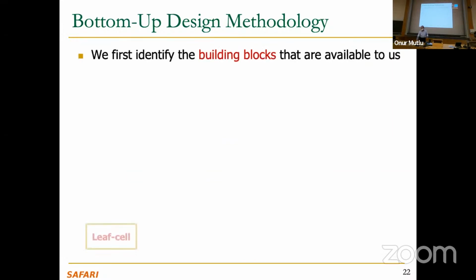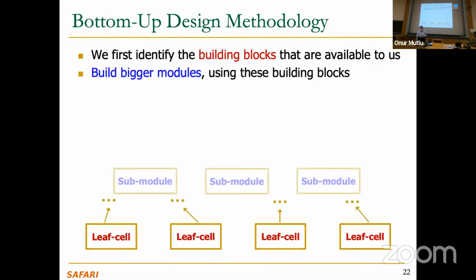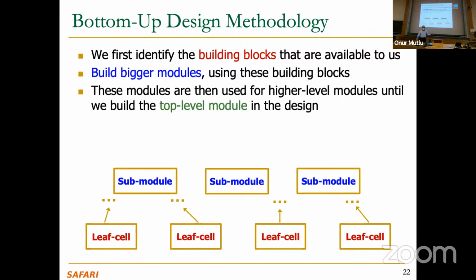You can also do this bottom up. You first identify what are the building blocks that are available to us, or build those building blocks to begin with, and then build bigger modules using these building blocks, and then figure out how to combine these submodules so that you can get to the top-level module. Both ways are actually possible. They can be equivalent. Usually, both ways are used.